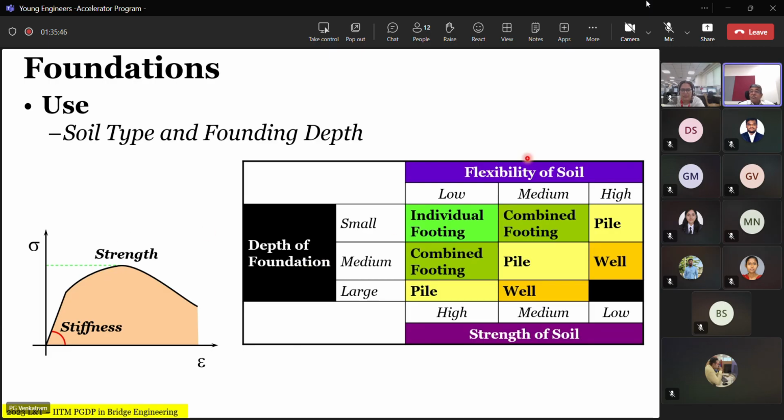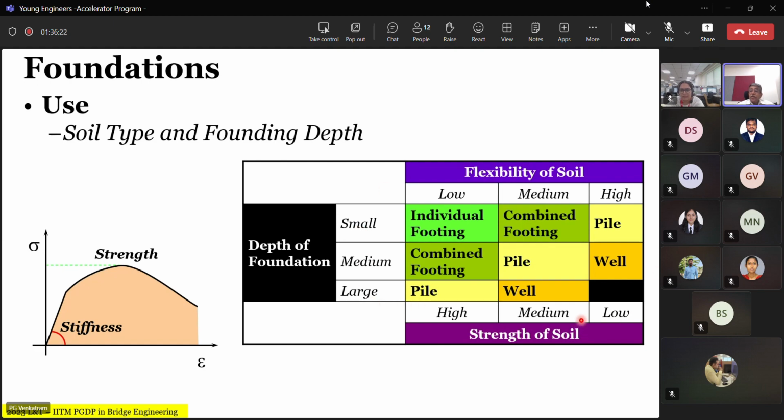we don't talk in terms of strength of soil alone. You can look at its strength and flexibility, but the two important parameters are soil strength and flexibility. So the soil can have high strength and low flexibility, medium strength and medium flexibility, or high flexibility and low strength. Okay, in all these combinations, and then the depth of the foundation also small, medium, and large, you end up with a matrix.